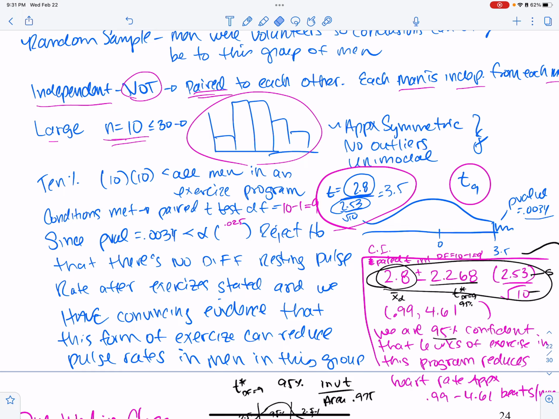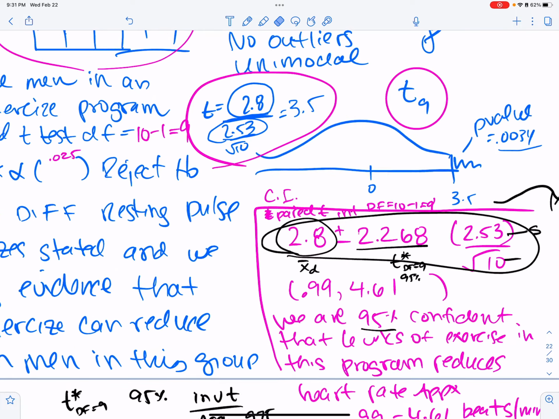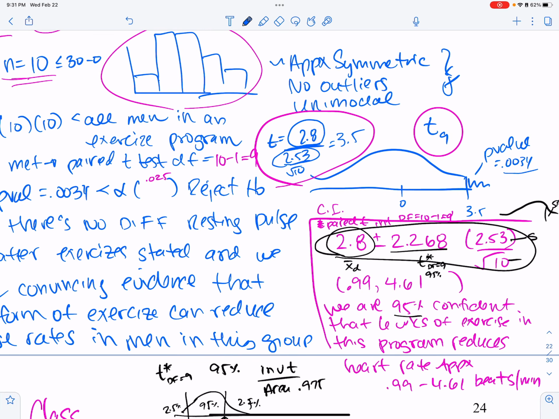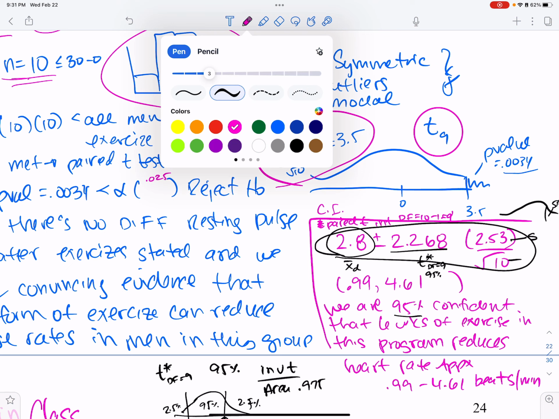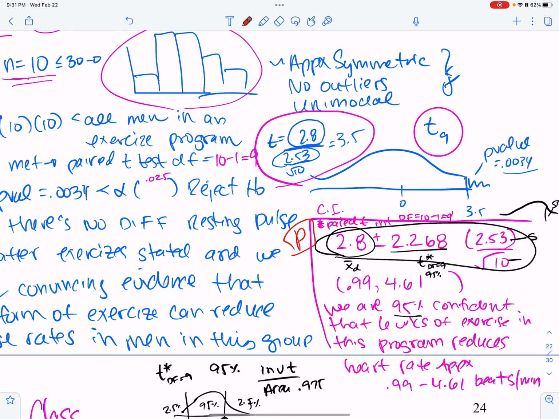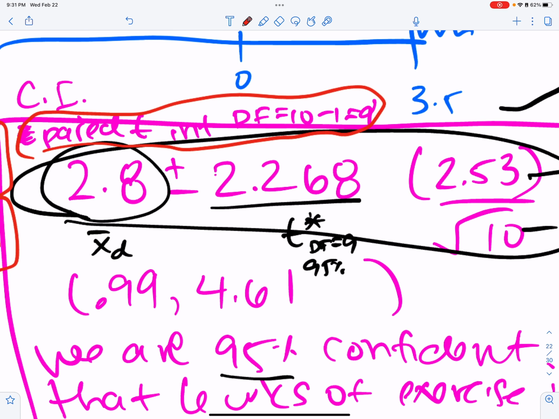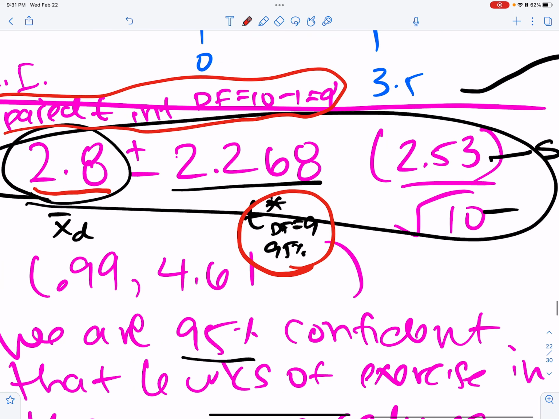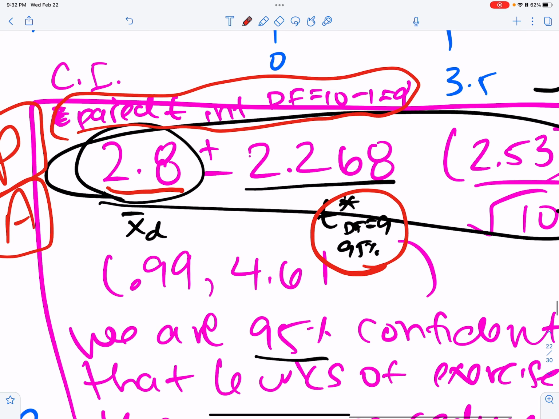All right, for a paired t-interval, what you would do is, of course, find the parameter, and you would do the p and the a, the conditions, which we already did. Name the interval. It's a paired t-interval with degrees of freedom of 10 minus 1 is 9. And then this is just x bar is 2.8 plus or minus t star, which is degrees of freedom 9, 95%, and I'll get to that in just a second, times the standard error, which is 2.53 divided by square root of 10.